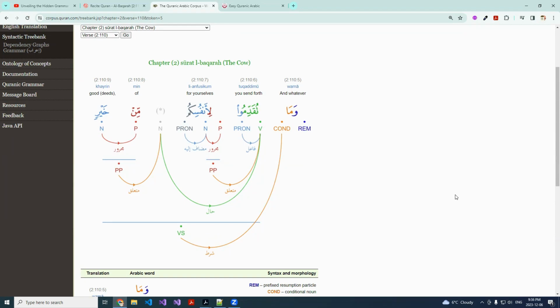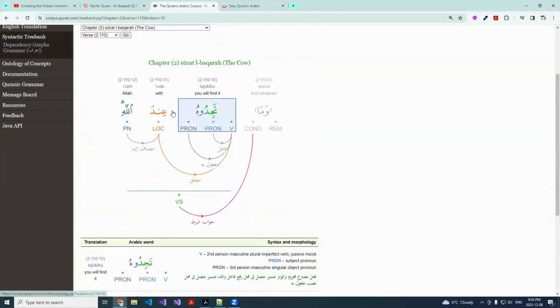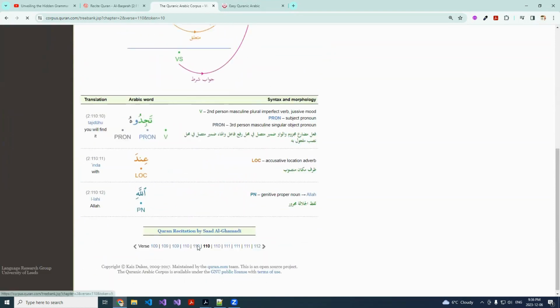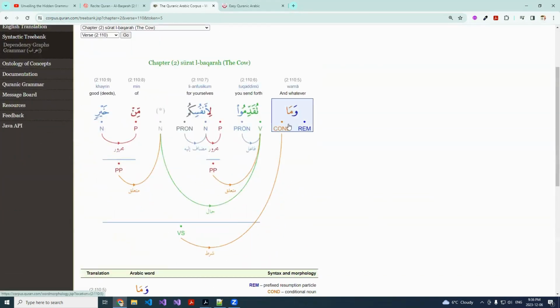Over here, the shart is that whatever you send forth for yourself, send forth for yourself what? Good deeds. Then what will happen? What will be the jawab shart? You will find it with Allah. That's the jawab shart. Making sense? Yes. Okay. So this letter waw is the atifa. The letter ma is the harf shart.